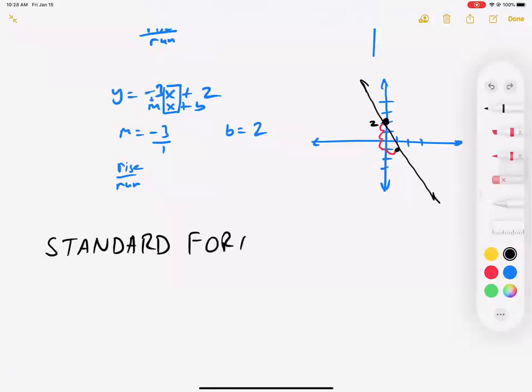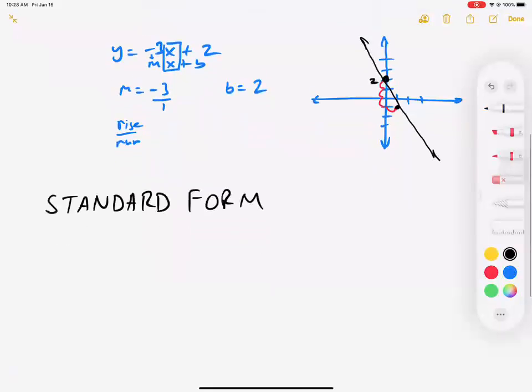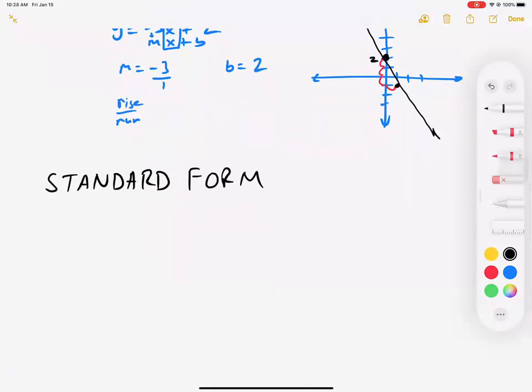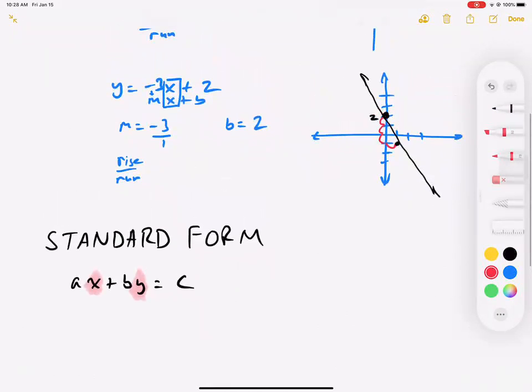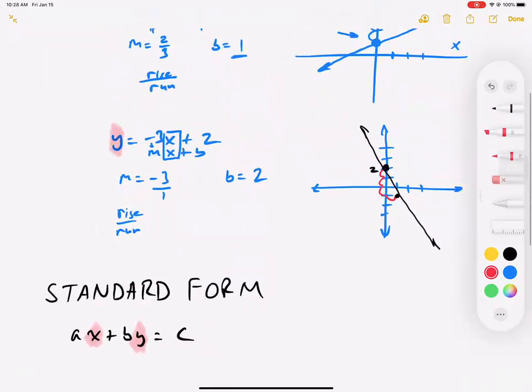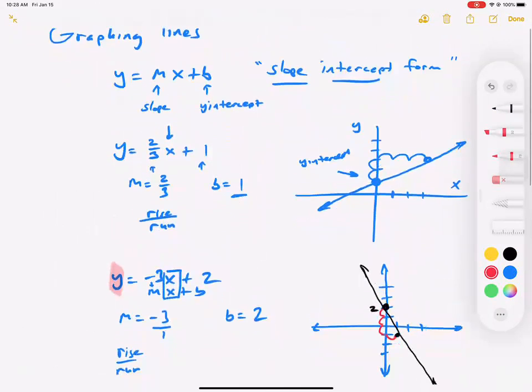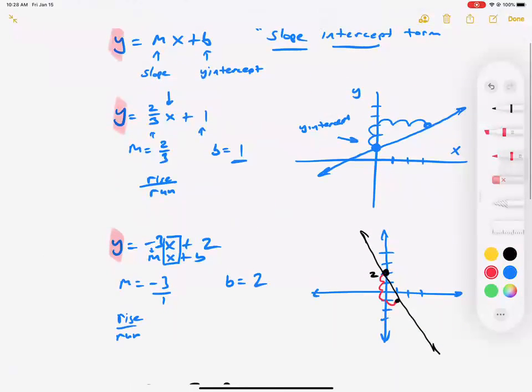That's standard form. This was when both x's and y's were on the same side. So let's say it's going to be ax plus by equals c, something like this, where the key point is that both variables, x and y, are on the same side. While in slope-intercept form, y was always by itself. That's one of the key elements.